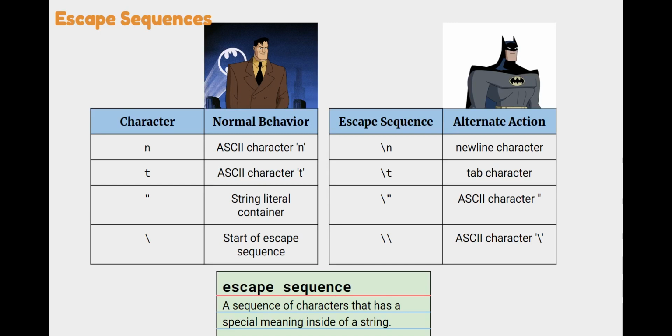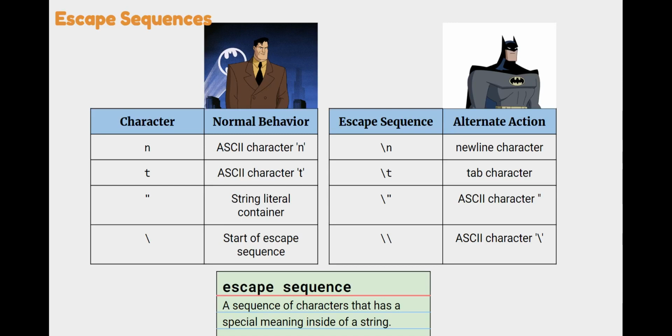If we have a backslash n inside of our string literal, we are telling Java to create a new line. It will not print that n character in the console. It will not print that backslash character in the console. Instead, it will move down to a new line in the console. If we put a backslash t into a string literal, again, that backslash will not be printed to the console and the t will not be printed to the console. Instead, we are going to get this alternate action of a tab character being written in the console.